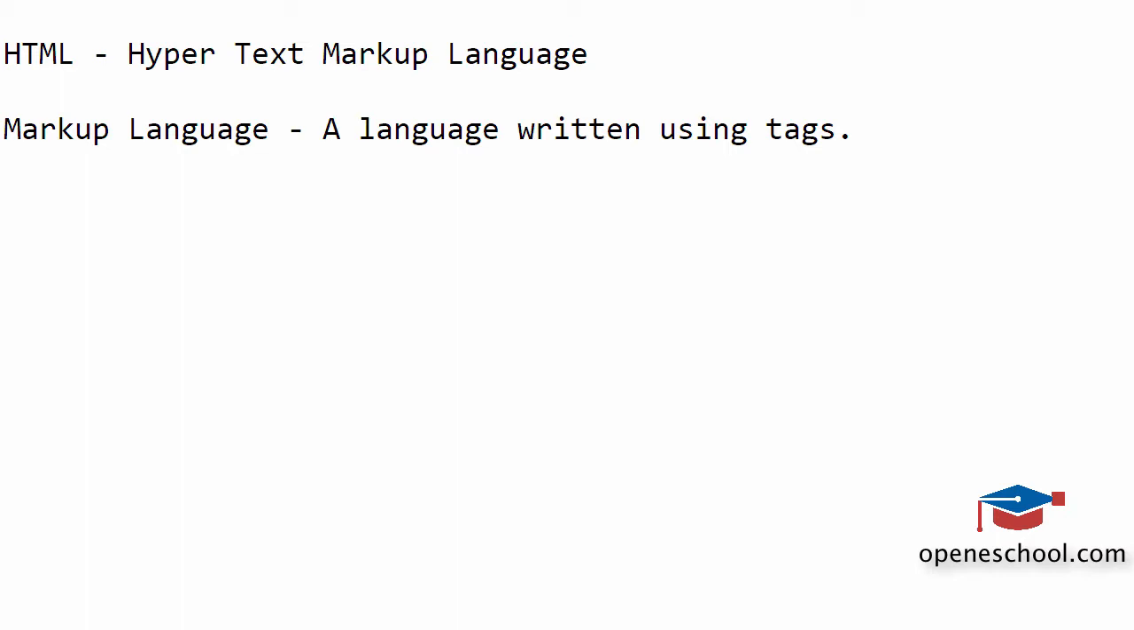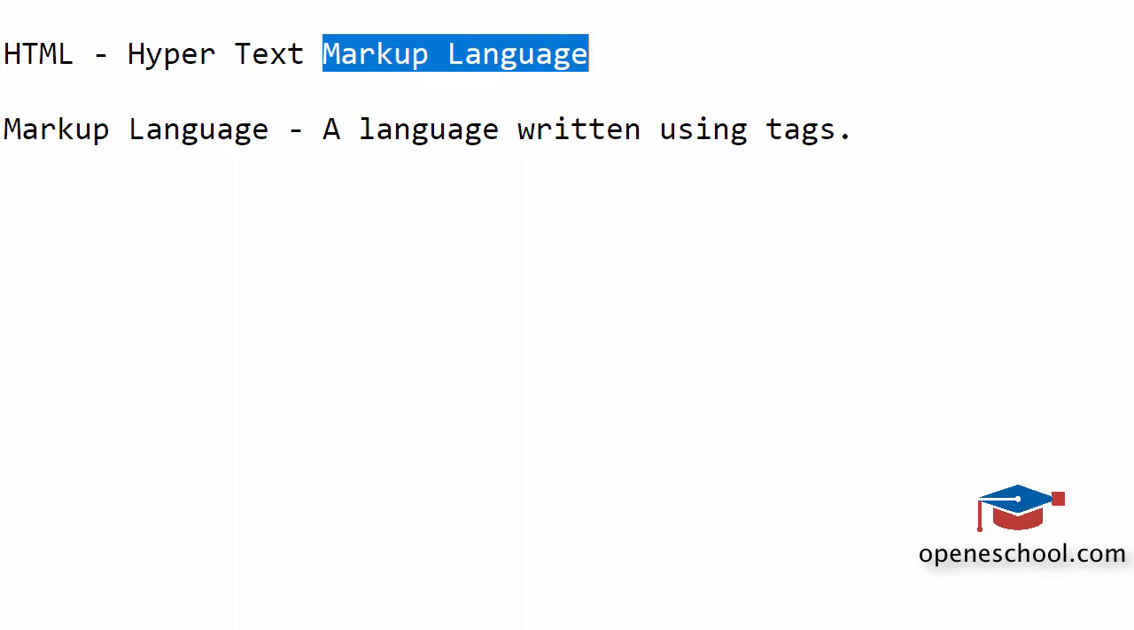The XML language is also written using tags. So both of these languages are known as markup languages. The tag-based format is used for many other programming languages also. So every language that uses tags will be put in the category of a markup language. In the next video tutorial, we will understand about what tags are. So HTML is called a markup language because it is written using tags.